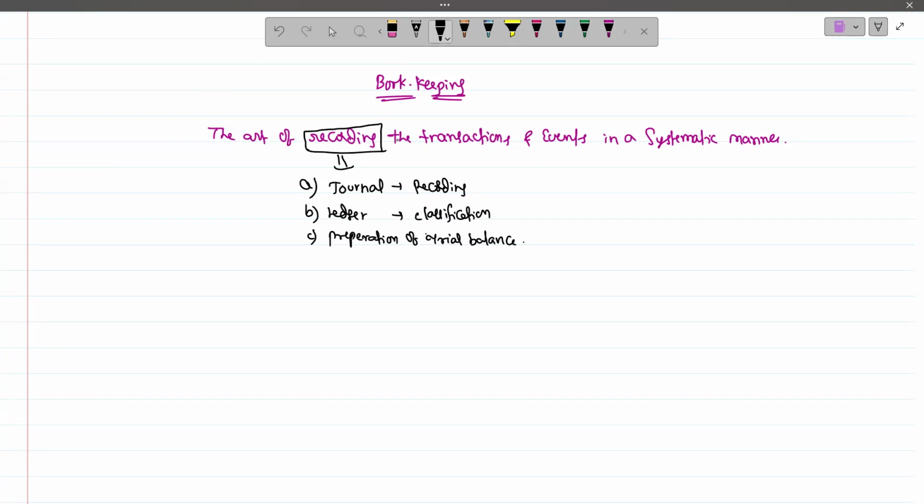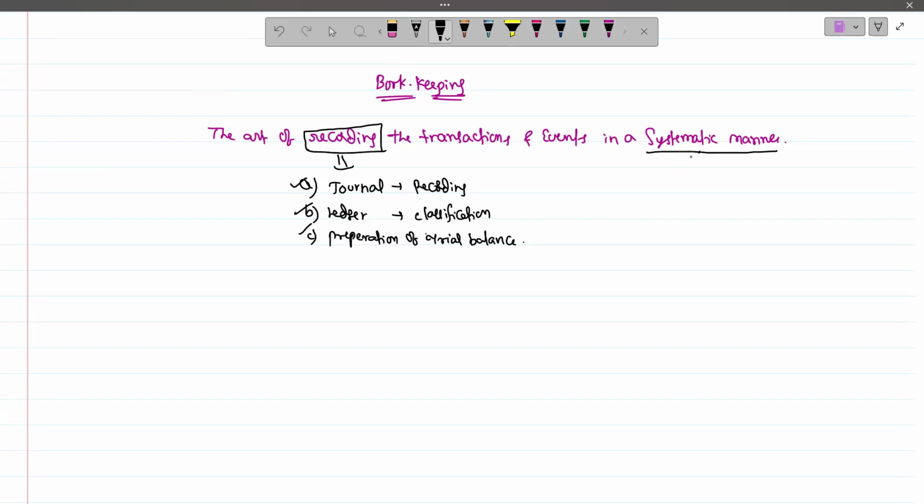After identification of the transactions and events, we record them first in the journal, and then later the transactions and events are transferred to the ledger. Those are covered under recording and classification, and the summary statement of all the accounts maintained in the ledger is mentioned in a separate statement called the trial balance. Okay, the art of recording the transactions and events in a systematic manner.